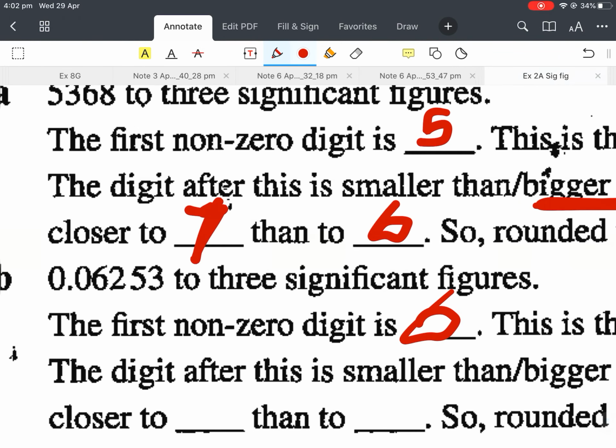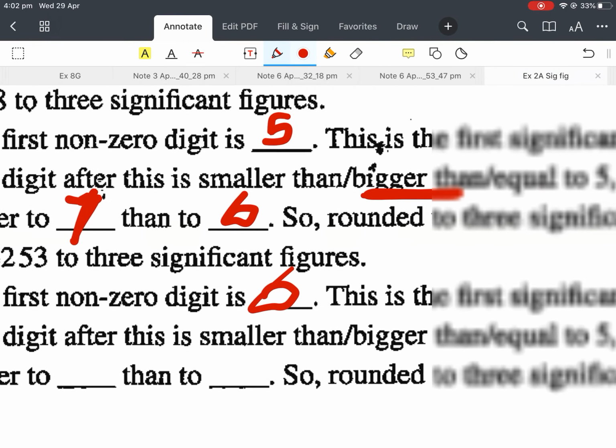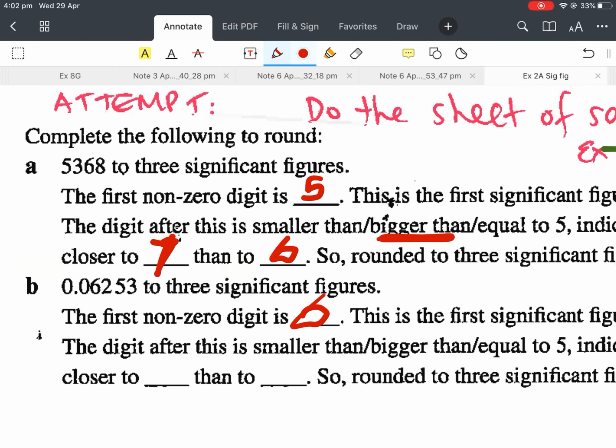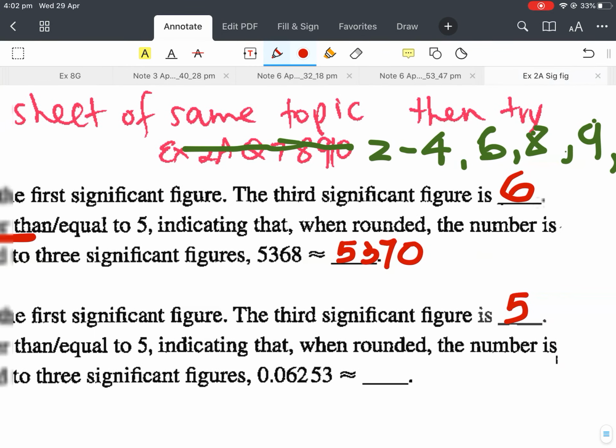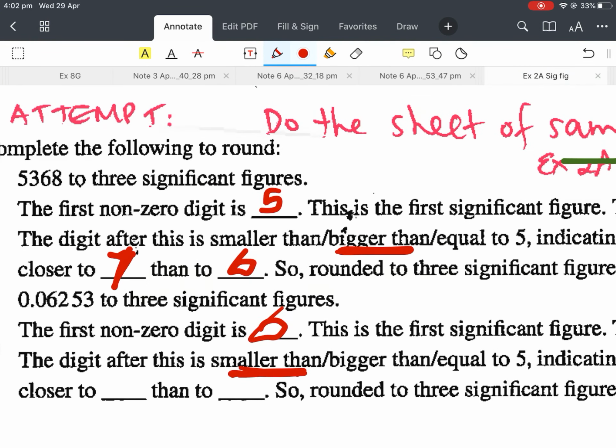The digit after this is smaller than, bigger than, or equal to 5. So what comes after 5? The 3 comes after 5, so it's smaller than, isn't it? Indicating that when rounded, the number is closer to a 5 than to a 6. I'm assuming that means, so I think that they're trying to tell us, are we rounding that final digit of 5 or not? That's what I'm assuming they're trying to say.